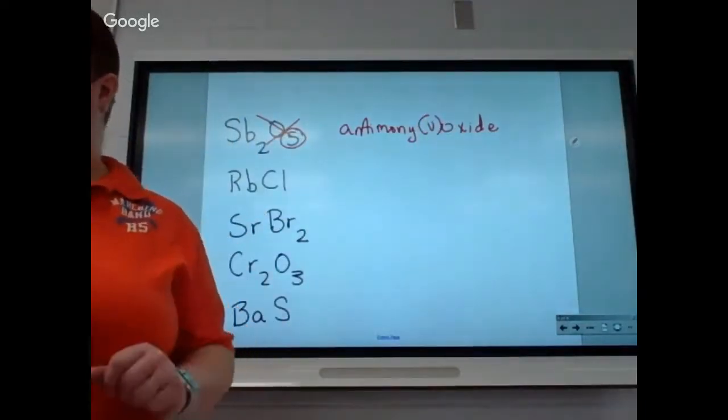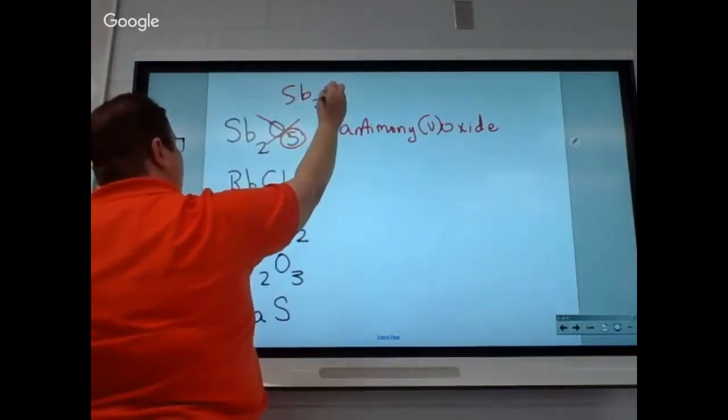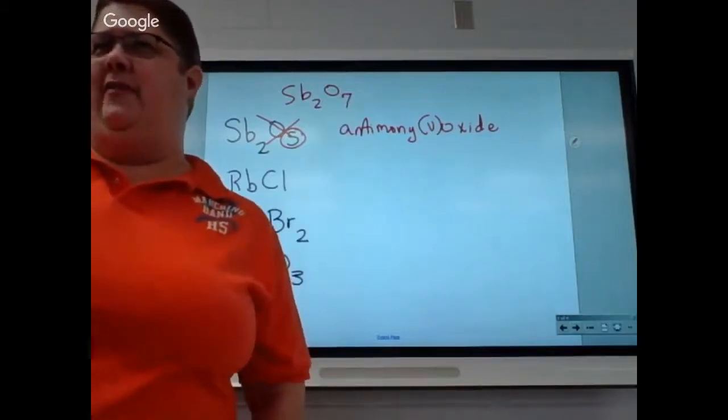Okay, let's say for just a minute that I had a formula that said Sb2O7. Look at your sheet. Does antimony have a 7 on the sheet?